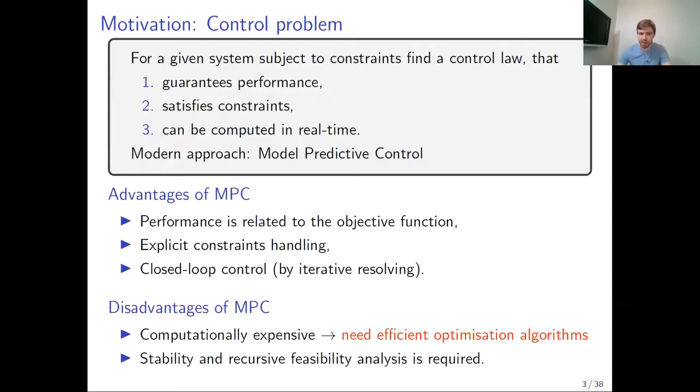However, the disadvantages of MPC that limit its practical implementability are mostly computational expensiveness. So we need efficient optimization algorithms to make real-time MPC possible. Also, another disadvantage is that stability and recursive feasibility analysis is usually required, and not all MPC schemes can provide such properties by design, but we will not focus on this right now.